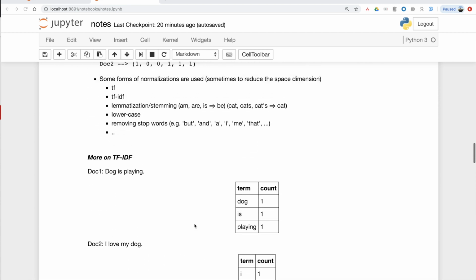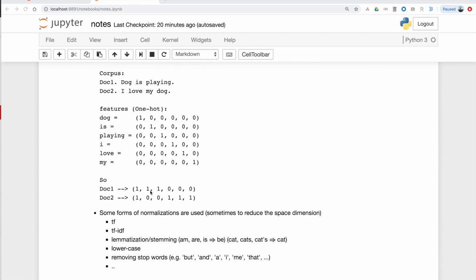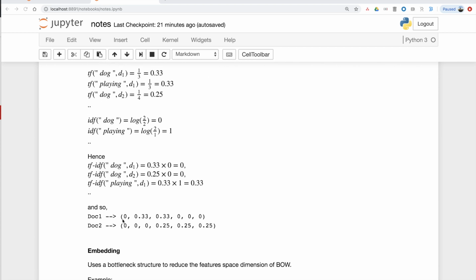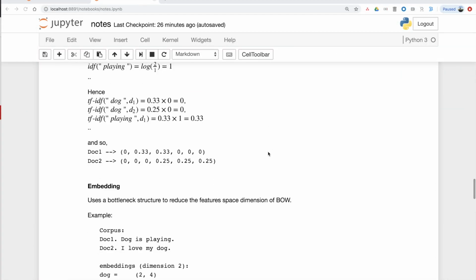Versus the previous one, which was 1, 1, 1, 0, 0. So essentially, this first entry, which was representing dog, is now suppressed to 0. Relatively, dog doesn't relay that much information compared to the second and third entries. So now you can see how TF-IDF is increasing the power of some terms and decreasing the power of some other terms, respectively. So now let's go to our embedding.